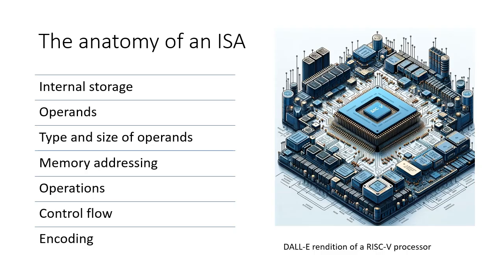When designing an instruction set architecture, or ISA for short, you need to consider multiple aspects, like what is the internal storage of the processor, how are operands specified in instructions, and how many operands should they have, what type of operands and how large are they, how is memory addressed, what operations on operands should the processor support, how should control flow be expressed, and finally, how are instructions encoded?